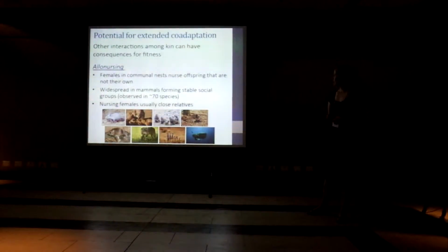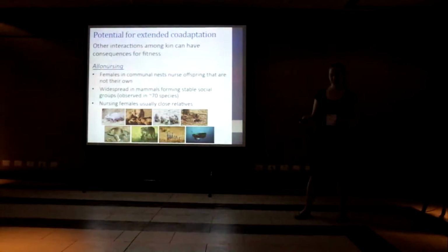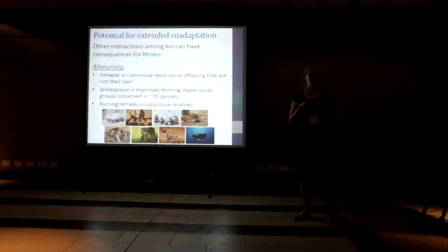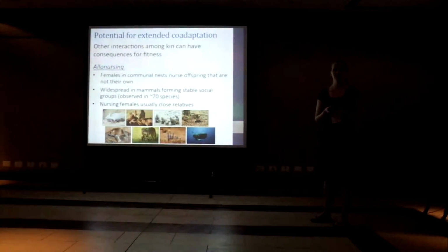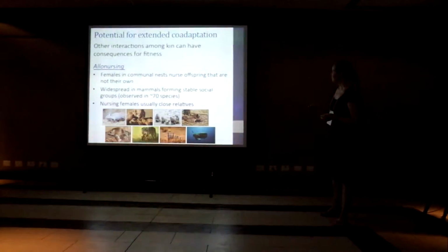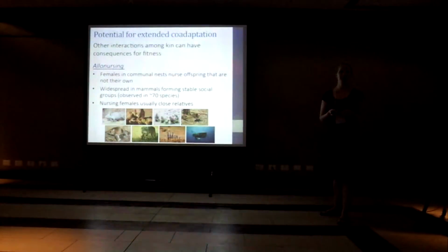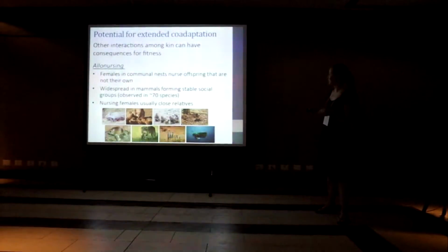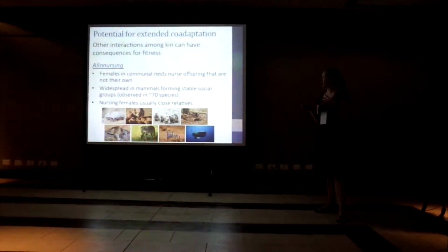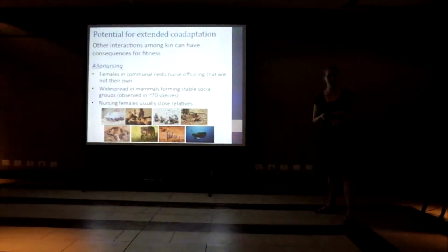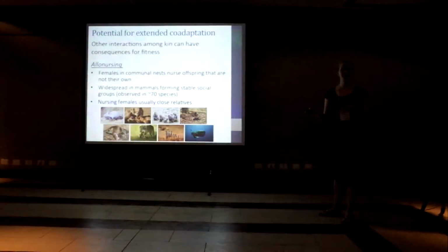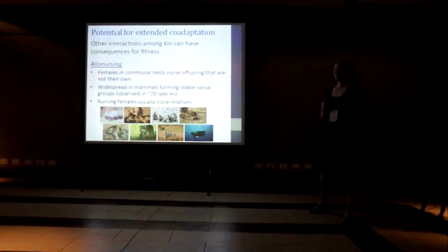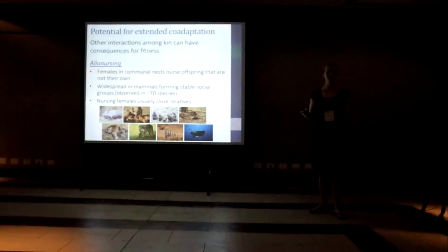So the model I'm going to talk about today is essentially an extension of this maternal offspring coadaptation model to look at the potential for coadaptation among wider groups of kin to drive the evolution of imprinting, because interactions with kin beyond just mother and offspring can have consequences for fitness. And one context in which I'm going to talk about this is that of allonursing, which is seen in a lot of mammals, where females form communal nests and nurse offspring that are not their own, possibly alongside their own offspring, so they're nursing all offspring in the nest.